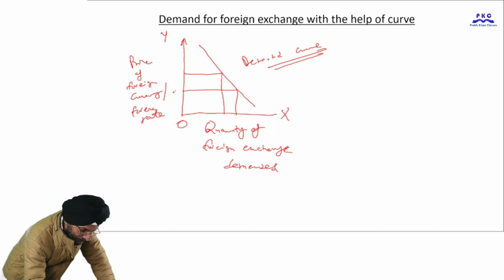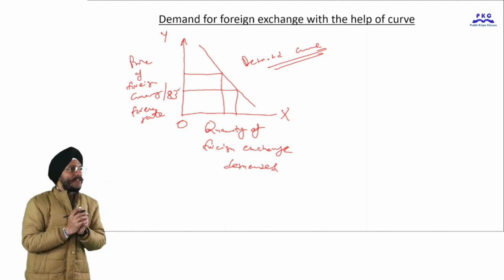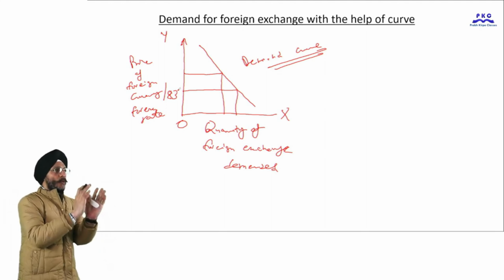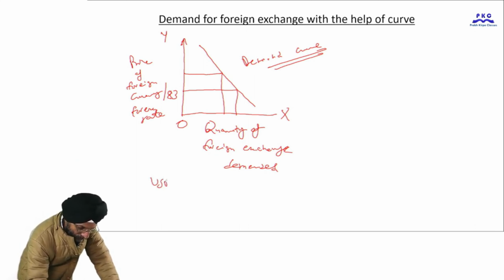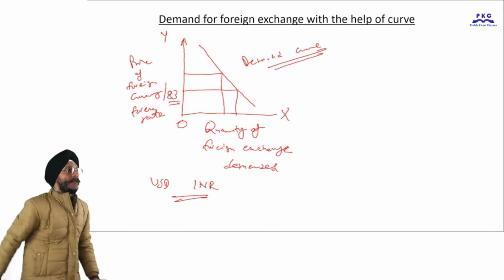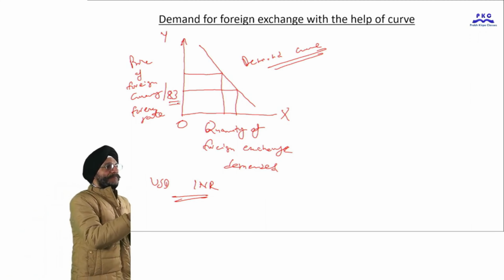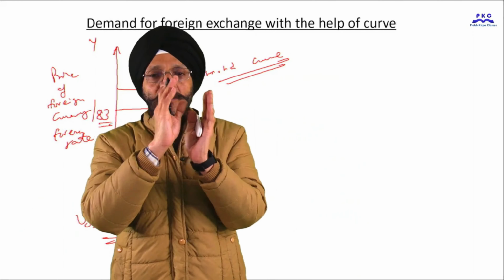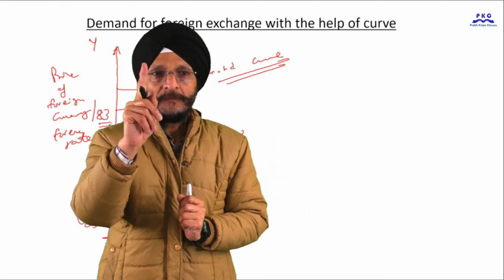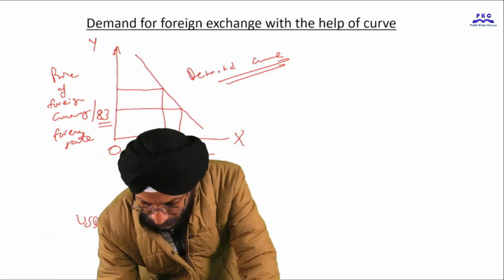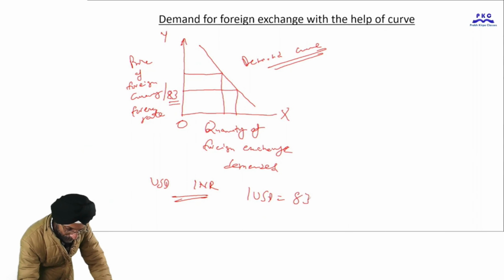Suppose the price of US dollars is in relation to Indian currency. Here we are talking about US dollars and Indian rupee. This is the exchange rate between US dollars and Indian rupee. So 1 US dollar, suppose at present, is equal to 83 Indian rupee. So this is the exchange rate.